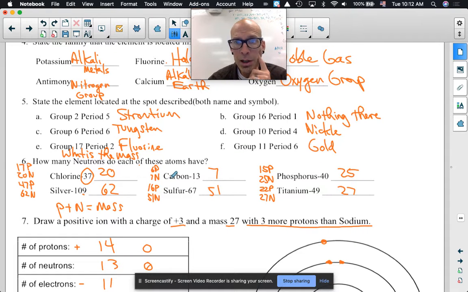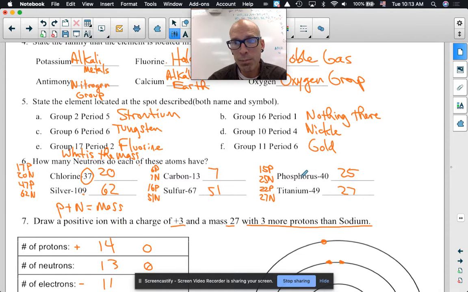So carbon is number 6 on the table, which means it has 6 protons. 13 minus 6 is your 7 neutrons. Sulfur 67. Sulfur's number 16 on the table. That means 16 protons. If you take 67 mass minus your 16 protons, you get 51 neutrons. 51 plus 16 has to equal the mass.